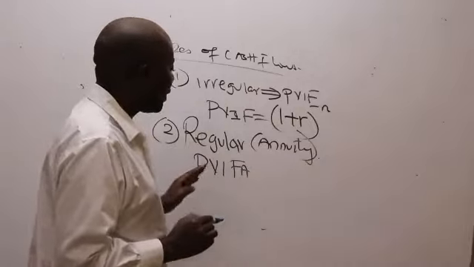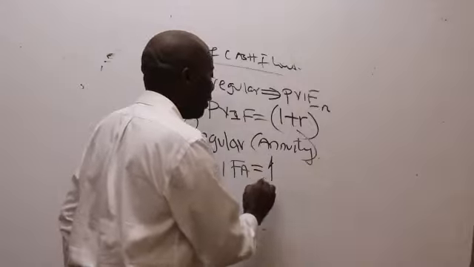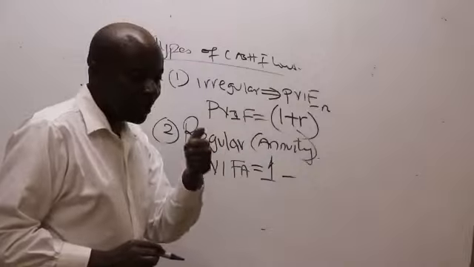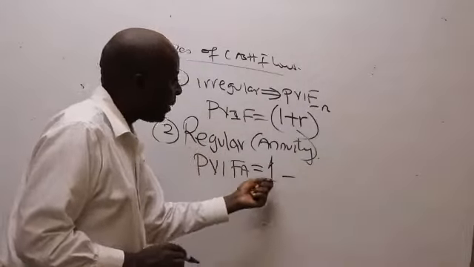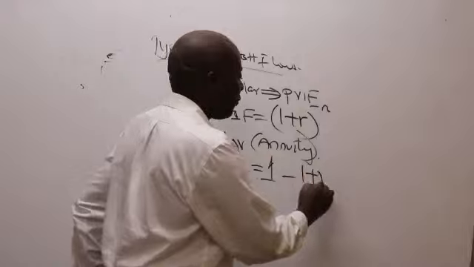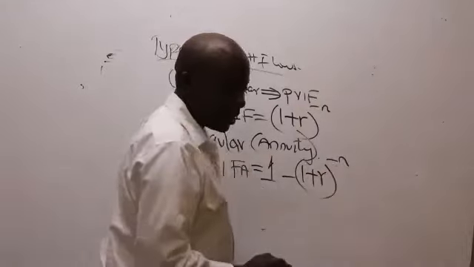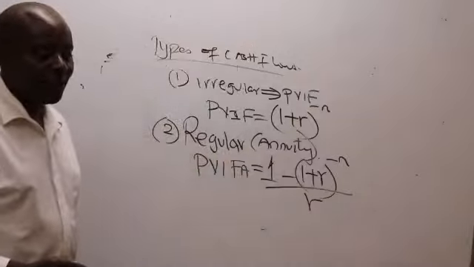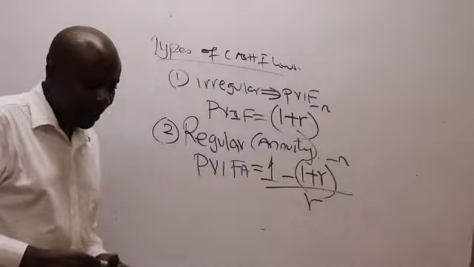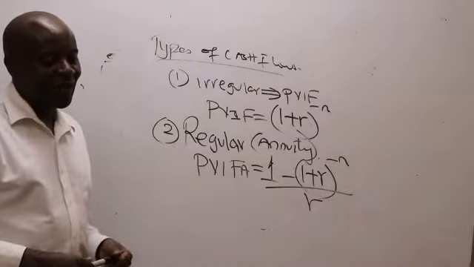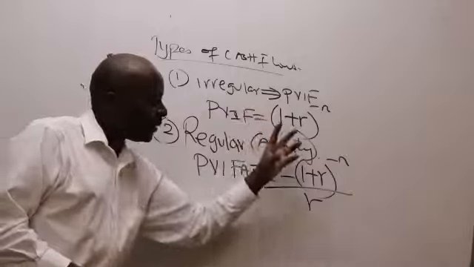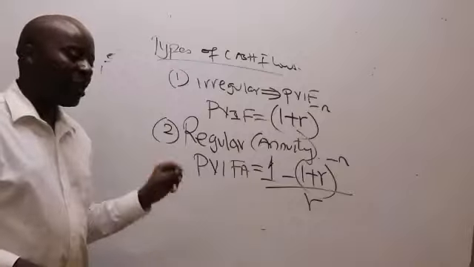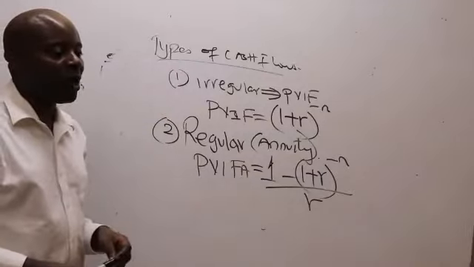For us to be able to get this PVIFA, the person who taught me told me that you need to take 1 minus this simpler formula, thank you very much, Koz. The simpler formula here is 1 plus R raised to negative N, all over R. So it is 1 minus the simpler formula, and then you divide everything by R. Very important for us to appreciate this formula.